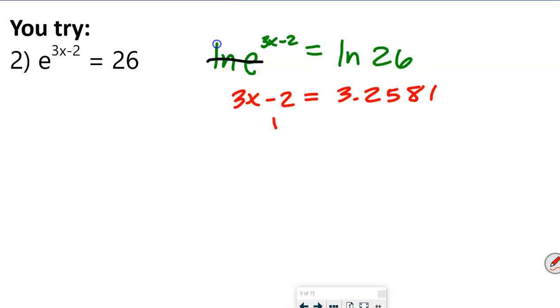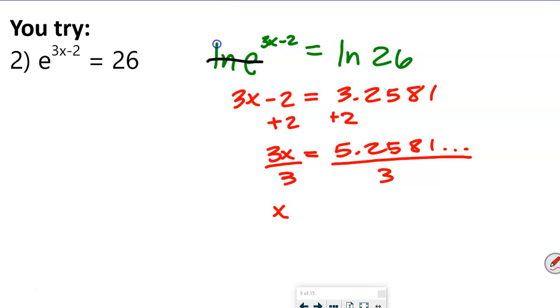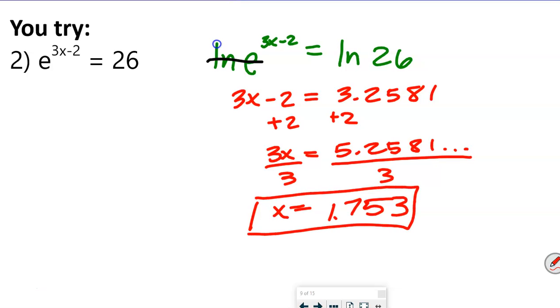So then I'm going to add 2 to both sides. So that's going to be 3x is equal to 5.2581, dot, dot, dot, right? Then we're going to divide both sides by 3. So x is going to be equal to 1.753 when I round it to the third decimal place, okay?